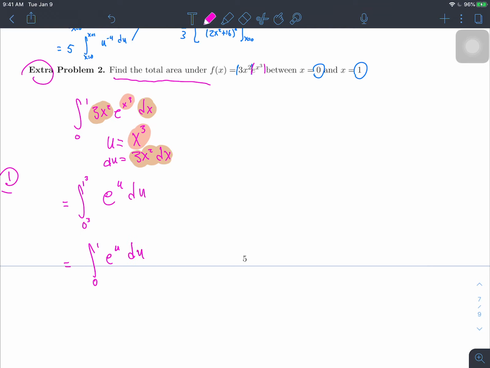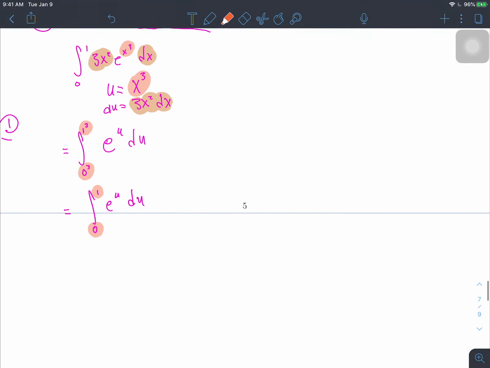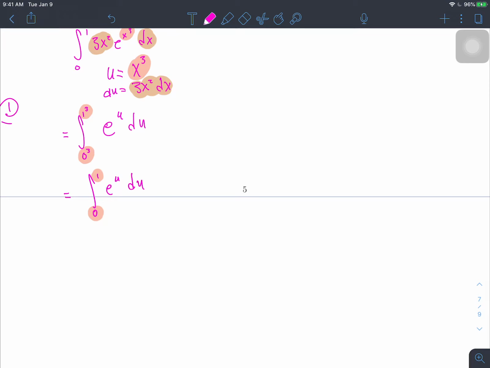And I just want to point out that these values here, 0 and 1, they're values of u now. We changed them by plugging them in to u equals x cubed. We took those x values, 0 and 1, and we plugged them into x cubed. So I changed the bounds. They wound up staying the same, but functionally, I changed them.